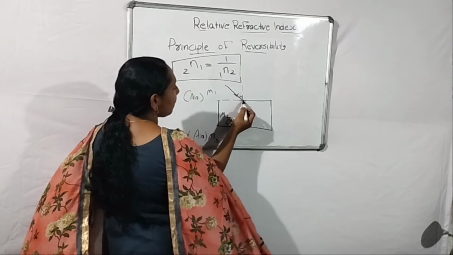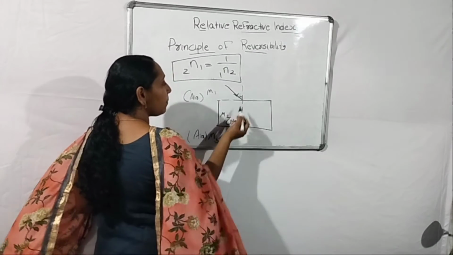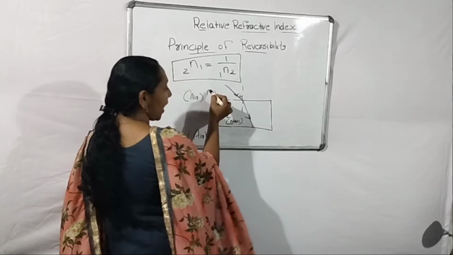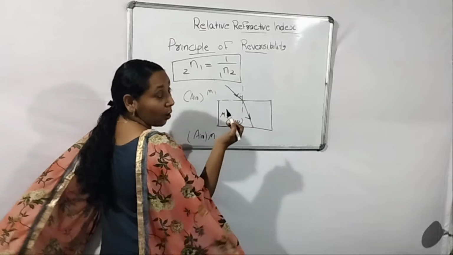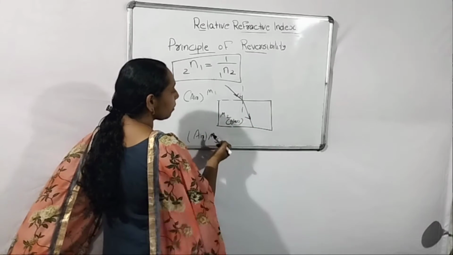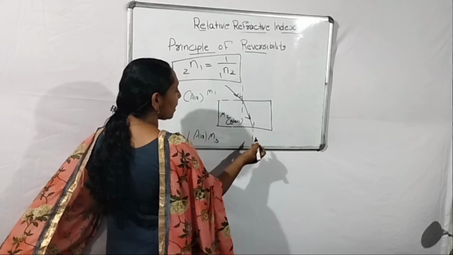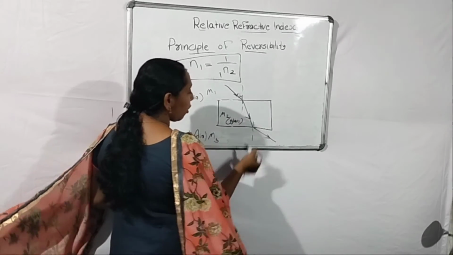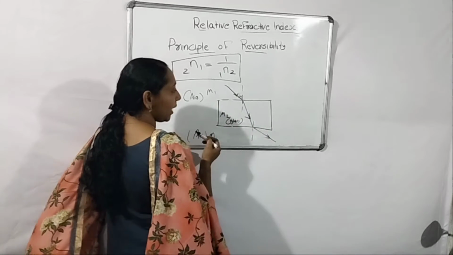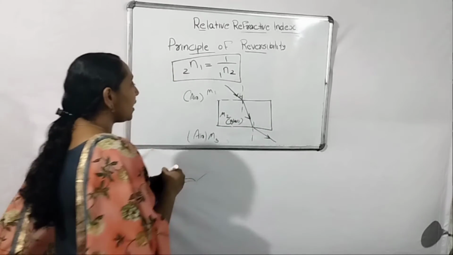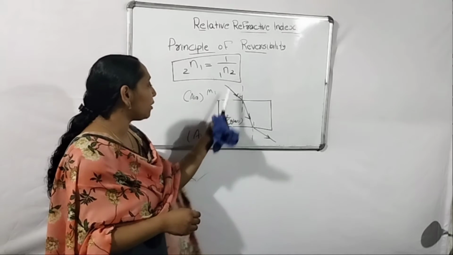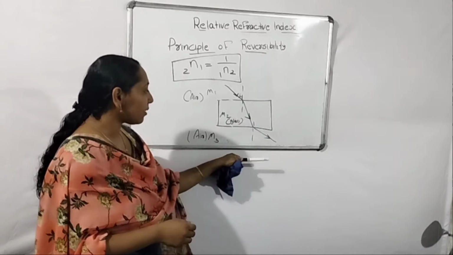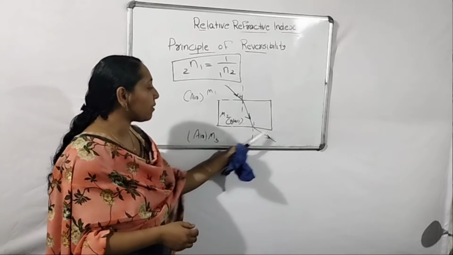The incident ray comes and touches the boundary between the media, and refraction happens. So it changes its direction. Rarer to denser, towards the normal. Then in this particular case, glass to air, that means denser to rarer, away from the normal. So two refractions will be happening here. The incident ray entering from air to glass, rarer to denser, towards the normal. Second refraction, glass to air, away from the normal.